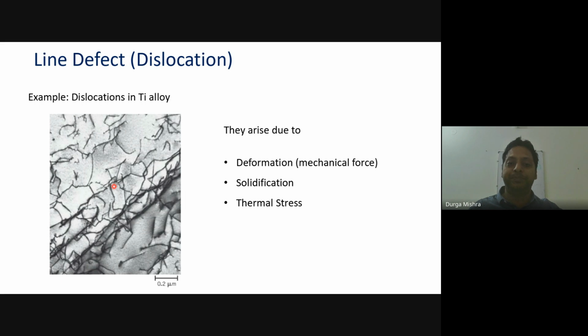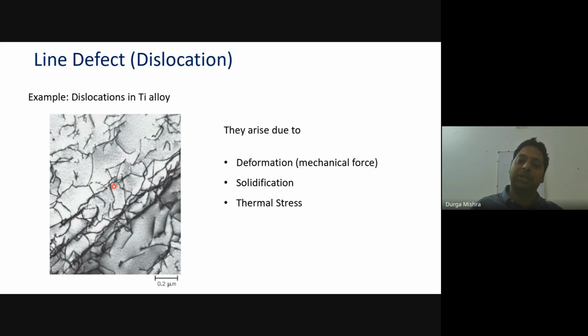And if you apply too much stress, eventually there will be a formation of dislocations in the crystal. So people perform this kind of experiment so that you know what is the maximum strength you can apply to a particular alloy or a particular material. This is a typical experiment people do.